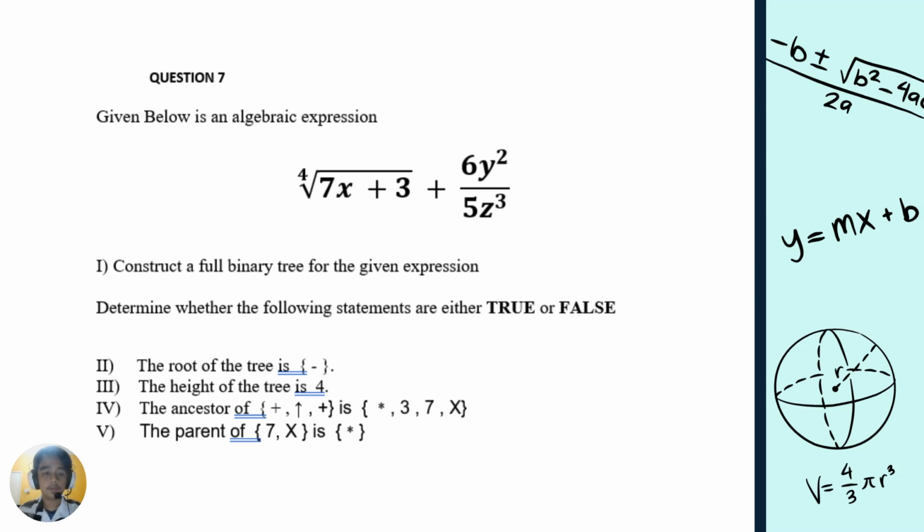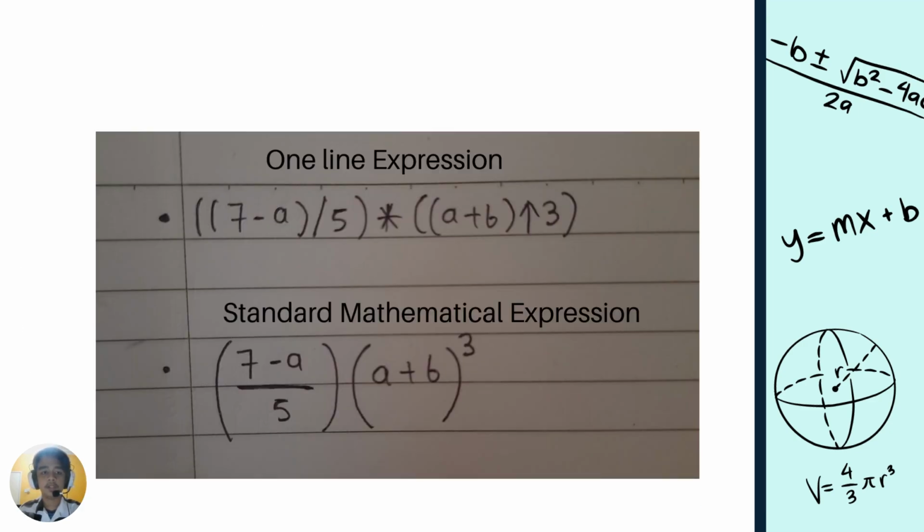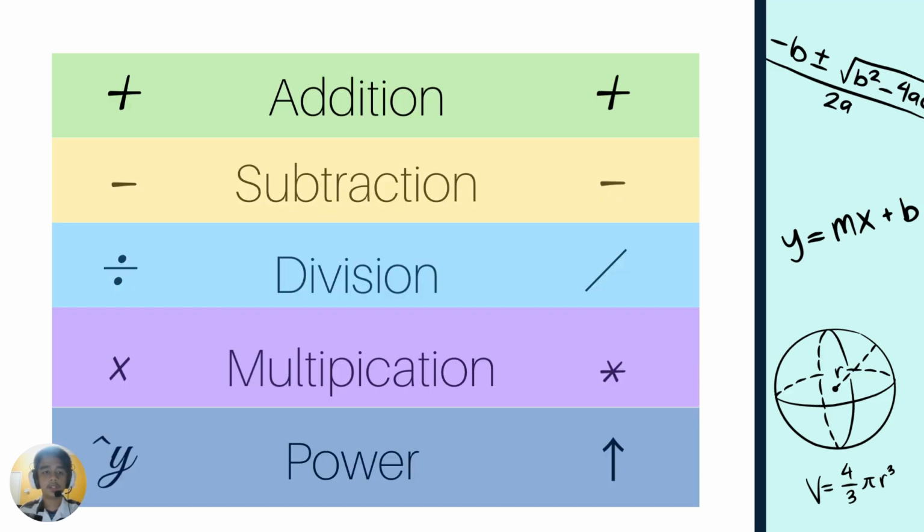The first step you need to do is change the algebraic expression into a one line expression. What this means is you need to make the mathematical expression into a one line expression. You need to change the symbols: the division into a slash, multiplication into an asterisk symbol, and the power symbol into an arrow symbol. So this is the basic here.